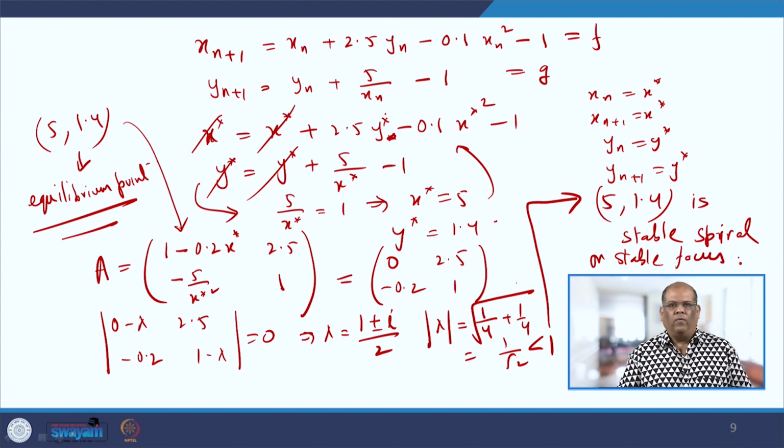So, with that we come to the end of this particular lecture, where you have seen the stability analysis of a system of difference equations, whether it is linear or nonlinear. In my next lecture, we will be taking up some interesting discrete models and their corresponding analysis.